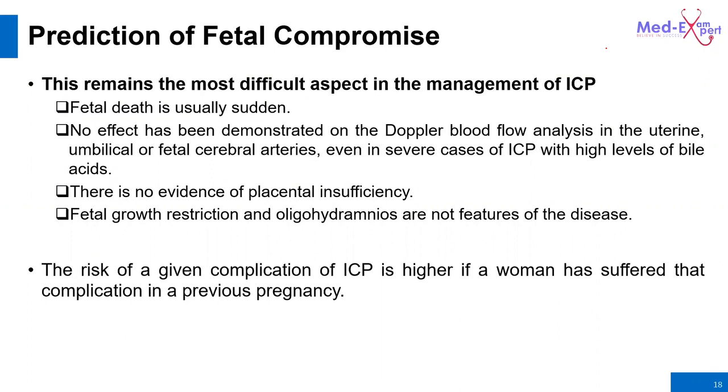Usually, the risk of a given complication of intrahepatic cholestasis of pregnancy is higher if a woman has suffered that complication in a previous pregnancy. That's a way to predict some of the fetal complications: if this mother had a previous pregnancy with obstetric cholestasis, she might suffer the same complications again in this pregnancy if she also develops obstetric cholestasis.